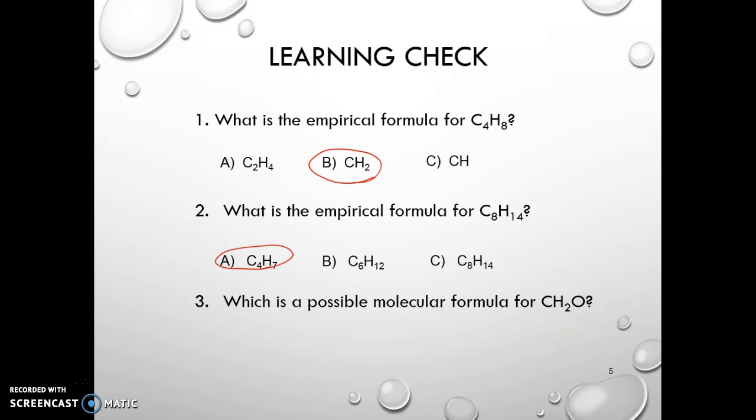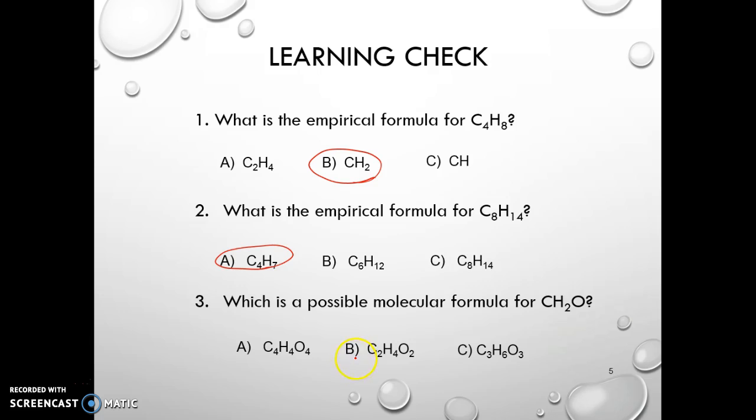Okay, which is a possible molecular formula for CH2O? So we've seen that before. Is this one C4H4O4, C2H4O2, or C3H6O2? So which one is possible?